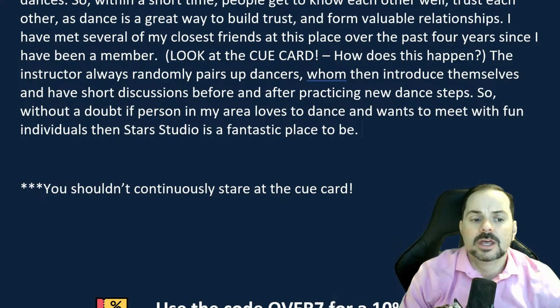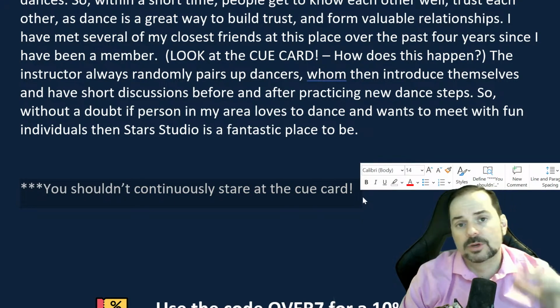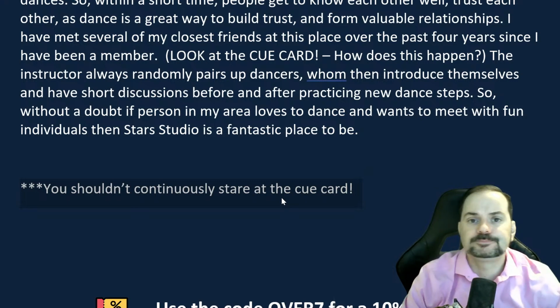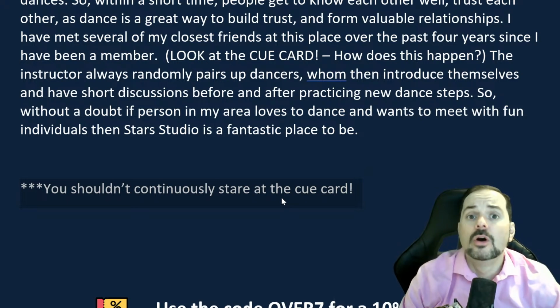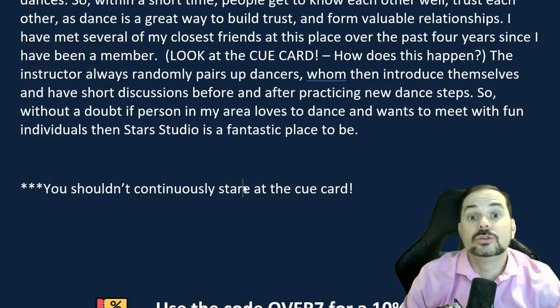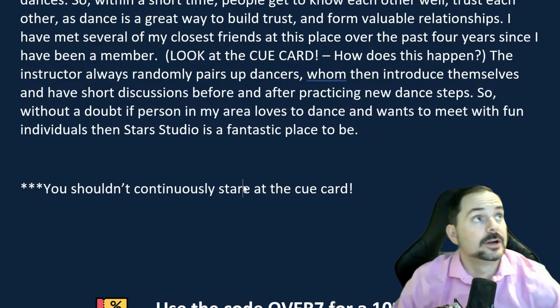Okay? Now, definitely, Philo, this is a good point here. So you shouldn't always be looking at the cue card. That's going too far the other direction. So if somebody's continuously looking at a cue card, that's really not good. Why? Why is that not good? So why is it not good to just stare at the cue card? What do you think?